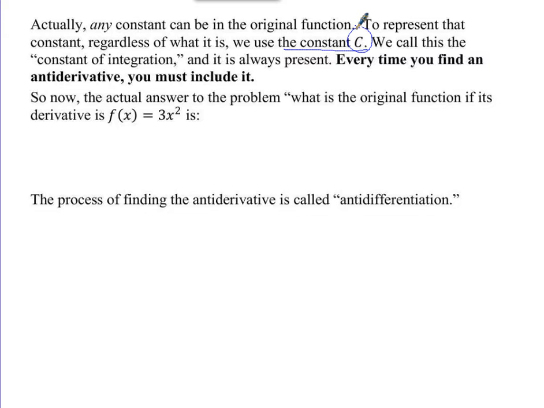So now the actual answer to the problem, what is the original function if its derivative is f of x equals 3x squared, is capital F of x equals x to the third, plus c. And that's the answer. We have to include that. The process of finding the antiderivative is called antidifferentiation. The process of finding the derivative is called differentiation, so the process of finding the antiderivative is called antidifferentiation. This would be a pretty sweet word on Wheel of Fortune.